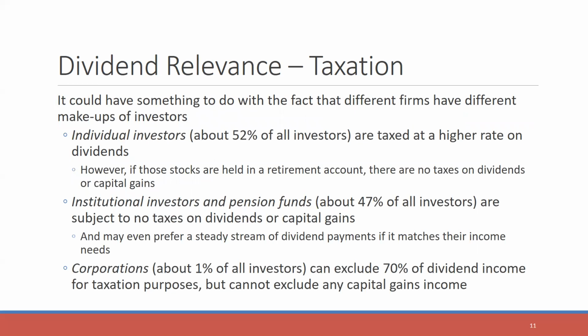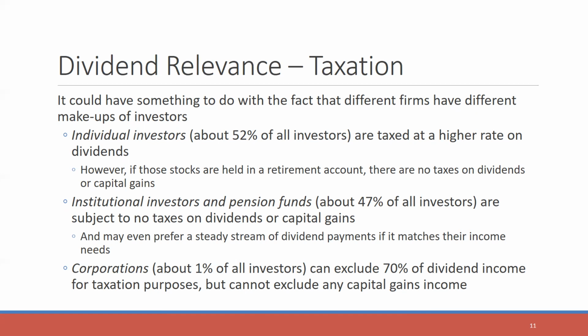It could have something to do with the fact that different firms have different investors. So, as an individual investor, about 52% of all investors are taxed at a higher rate on dividends. However, if those stocks are held in a retirement account, then there's no tax on those dividends or capital gains. Institutional investors and pension funds, which are responsible for about 47% of all investors, so roughly half, are subject to no taxes on dividends or capital gains. They may even prefer a steady stream of dividend payments if it matches their income needs.